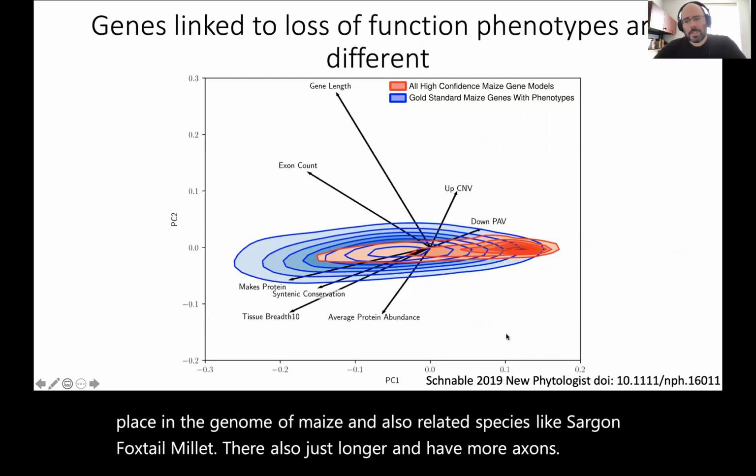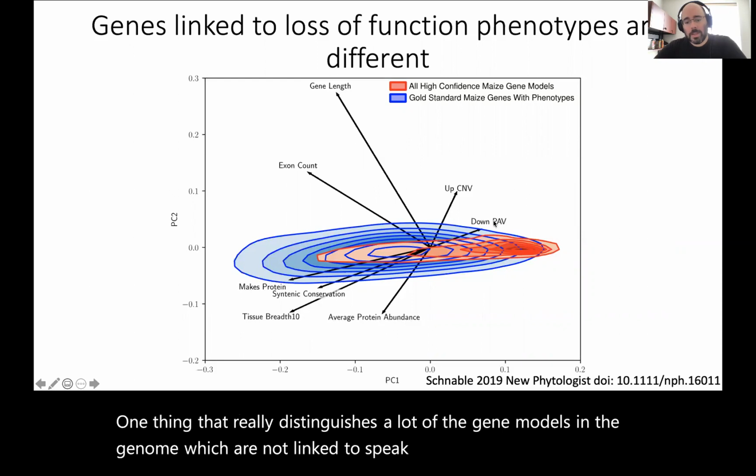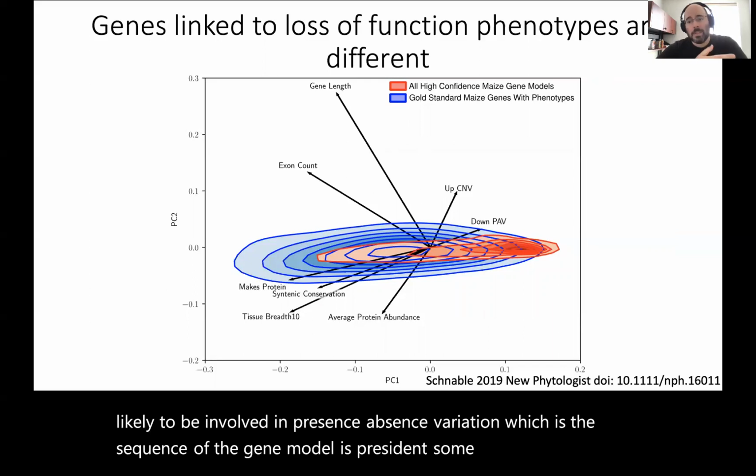One thing that really distinguishes a lot of the gene models in the genome which are not linked to phenotypic variation is they're more likely to be involved in presence-absence variation, which is the sequence of the gene model is present in some varieties of maize, but absent in others.